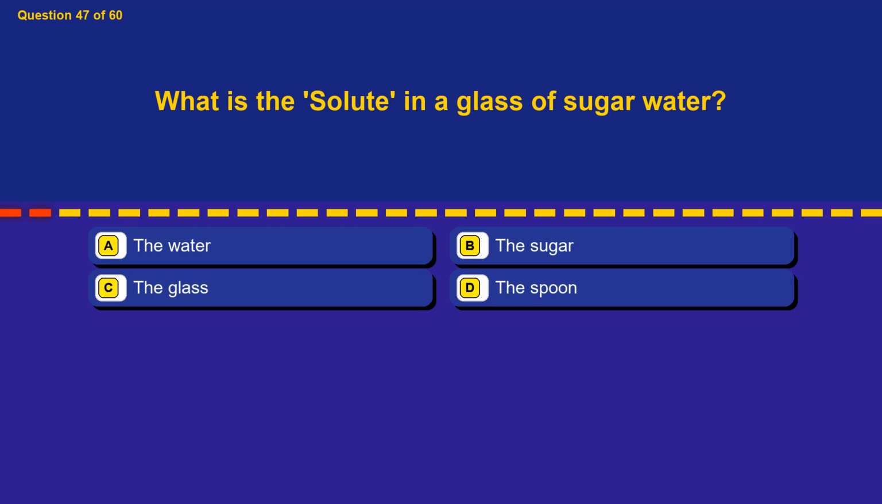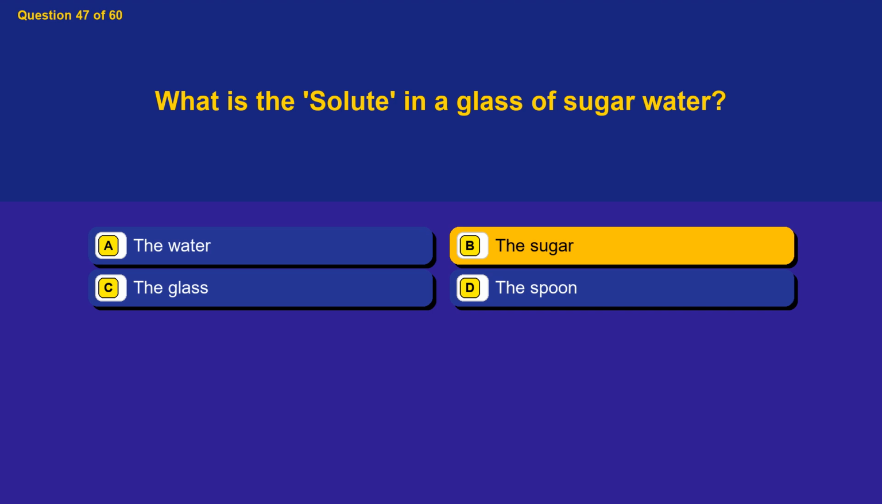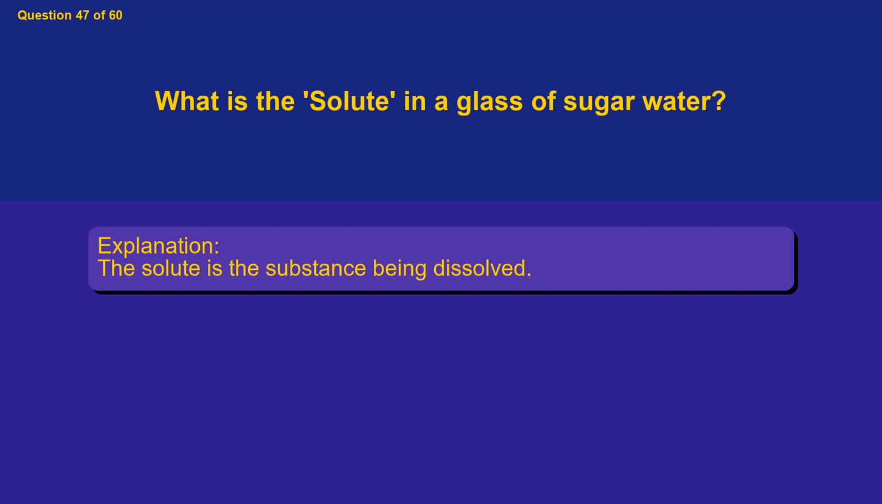Question 47. What is the solute in a glass of sugar water? Option A. The water. Option B. The sugar. Option C. The glass. Option D. The spoon. The correct answer is option B. The sugar. The solute is the substance being dissolved.